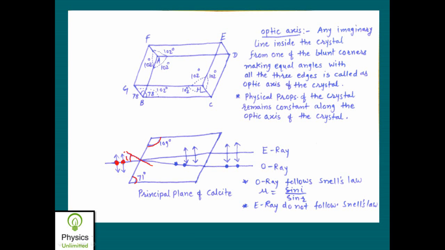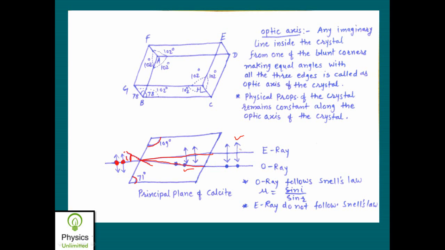Now when such an unpolarized beam of light is incident with some angle of incidence I, then instead of a single refracted ray, here we obtain 2 refracted rays. This is one of the refracted rays which has vibrations parallel to the principal plane, while the other refracted ray will have vibrations perpendicular to the principal plane. The ray which has vibrations parallel to the principal plane is shown by lines. The ray which has vibrations perpendicular to the principal plane is shown by dots.